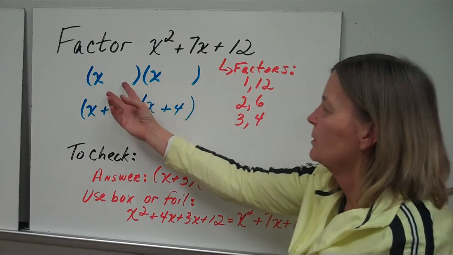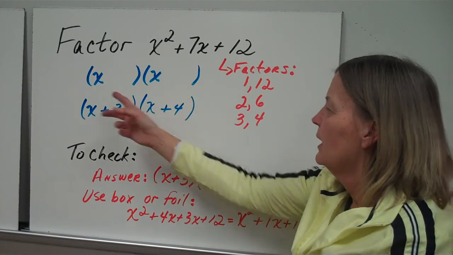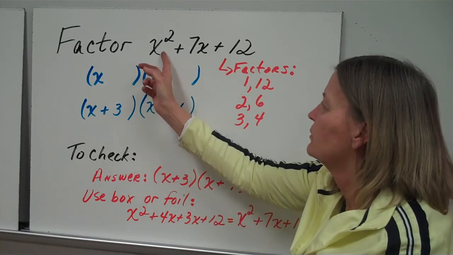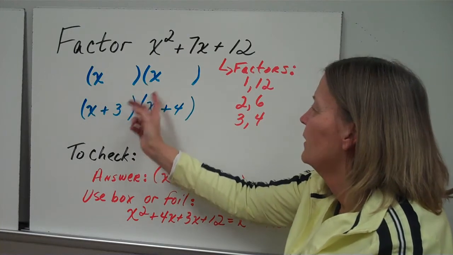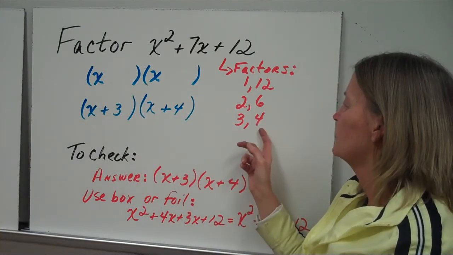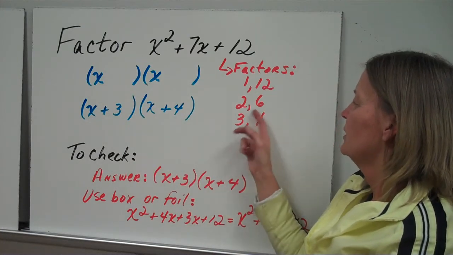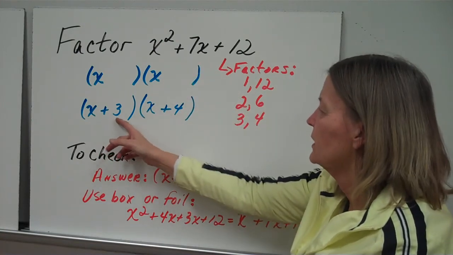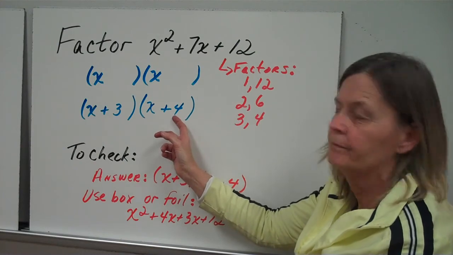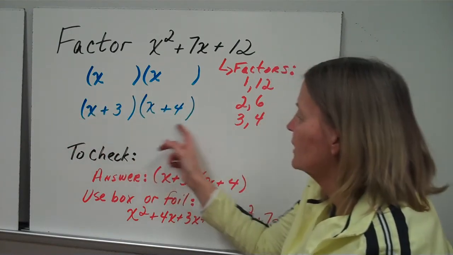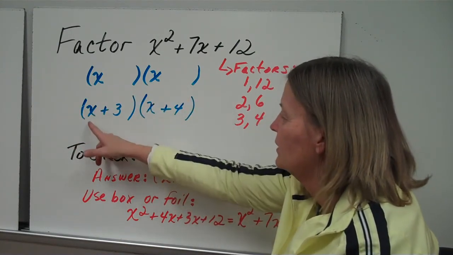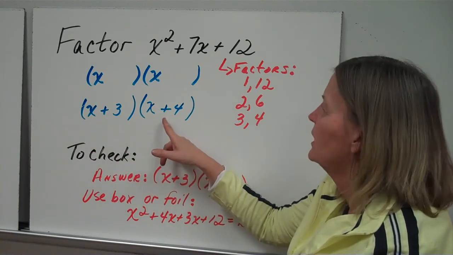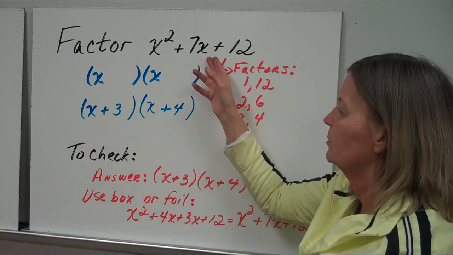Now to factor, we're going to make two sets of parentheses. And we're going to put an x in each first spot of the parentheses. That's for the x squared. Then you go over to your factors. You can see that 3 and 4 add to be 7. So we'll put a plus 3 and a plus 4. That completes the factoring, and this would be the factored answer. X plus 3 times the quantity x plus 4 is the factored answer for this trinomial.